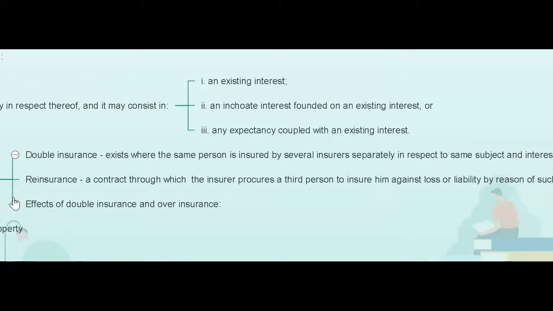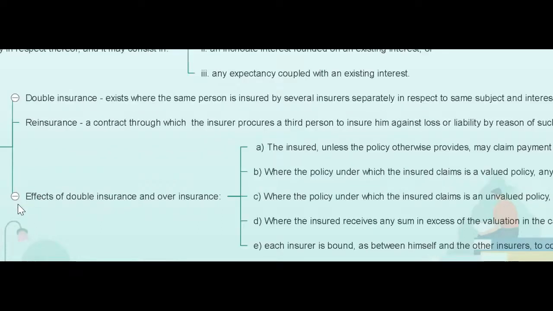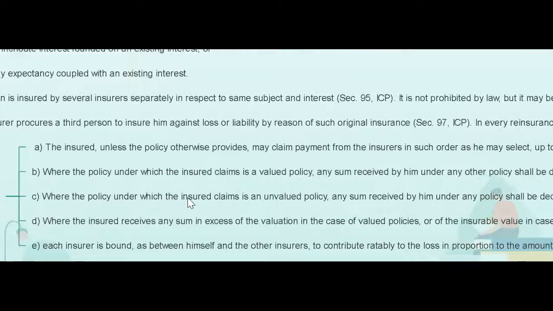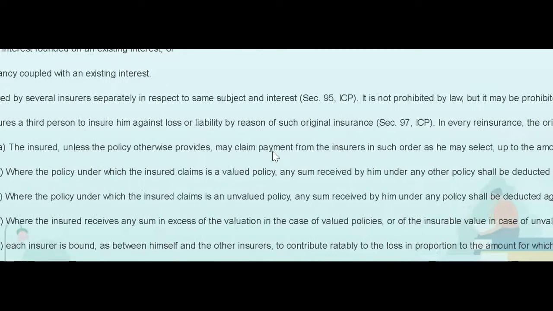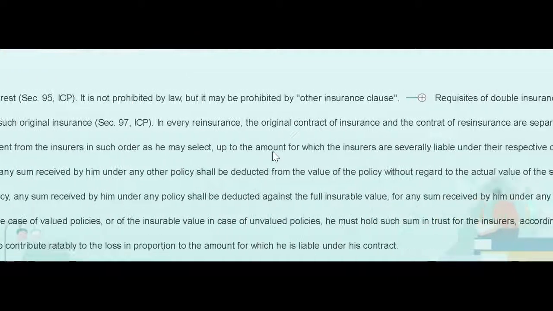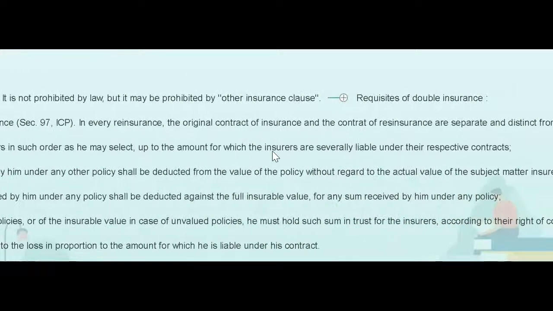How about the effects of double insurance and overinsurance? Let's take a look. We have here the effects. The insured, unless the policy otherwise provides, may claim payment from the insurers in such order as he may select up to the amount for which the insurers are severally liable under their respective contracts.